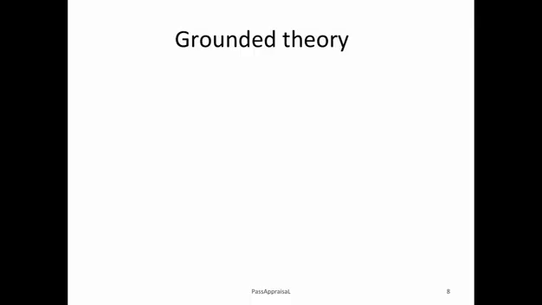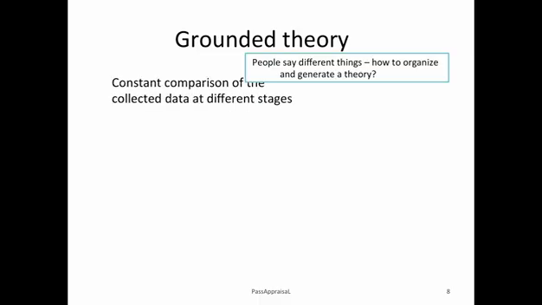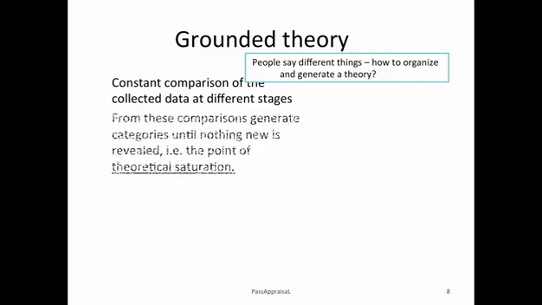An important term often used in qualitative research is grounded theory. When collecting opinions for a qualitative study, people say different things. How to organize and generate all these opinions into a single theory? This is accomplished by constant comparison of the collected data at different stages. From these comparisons, we repeatedly generate categories until nothing new is revealed. This is the point of theoretical saturation.